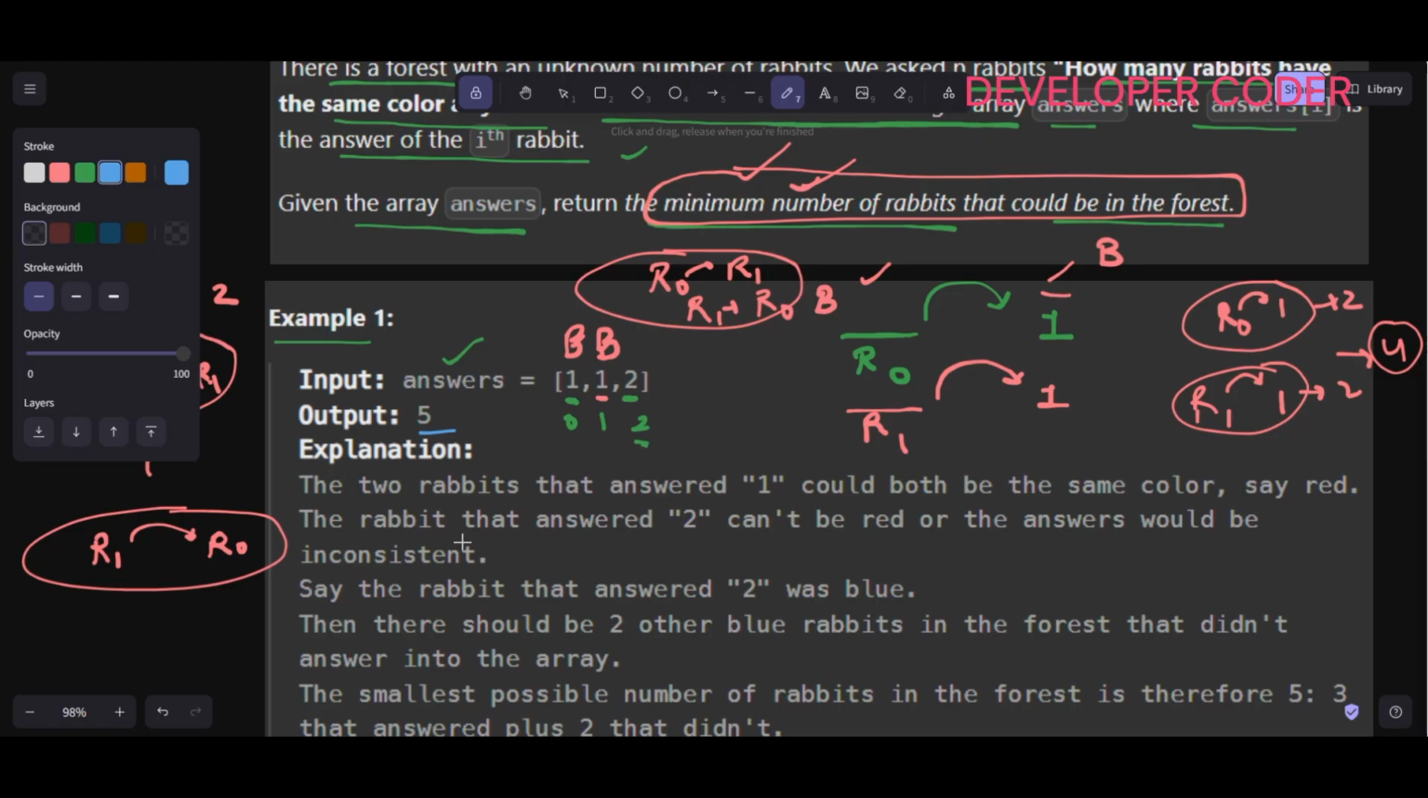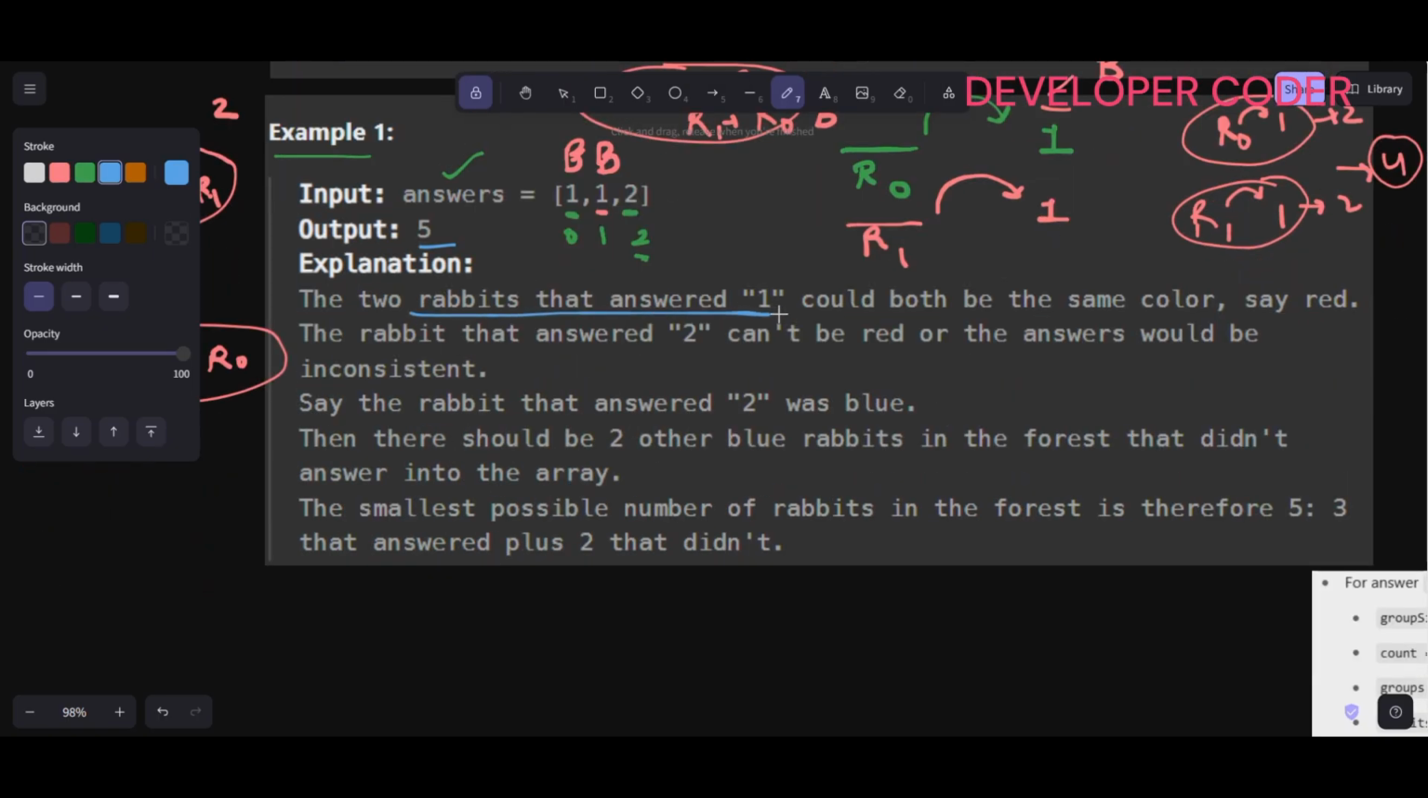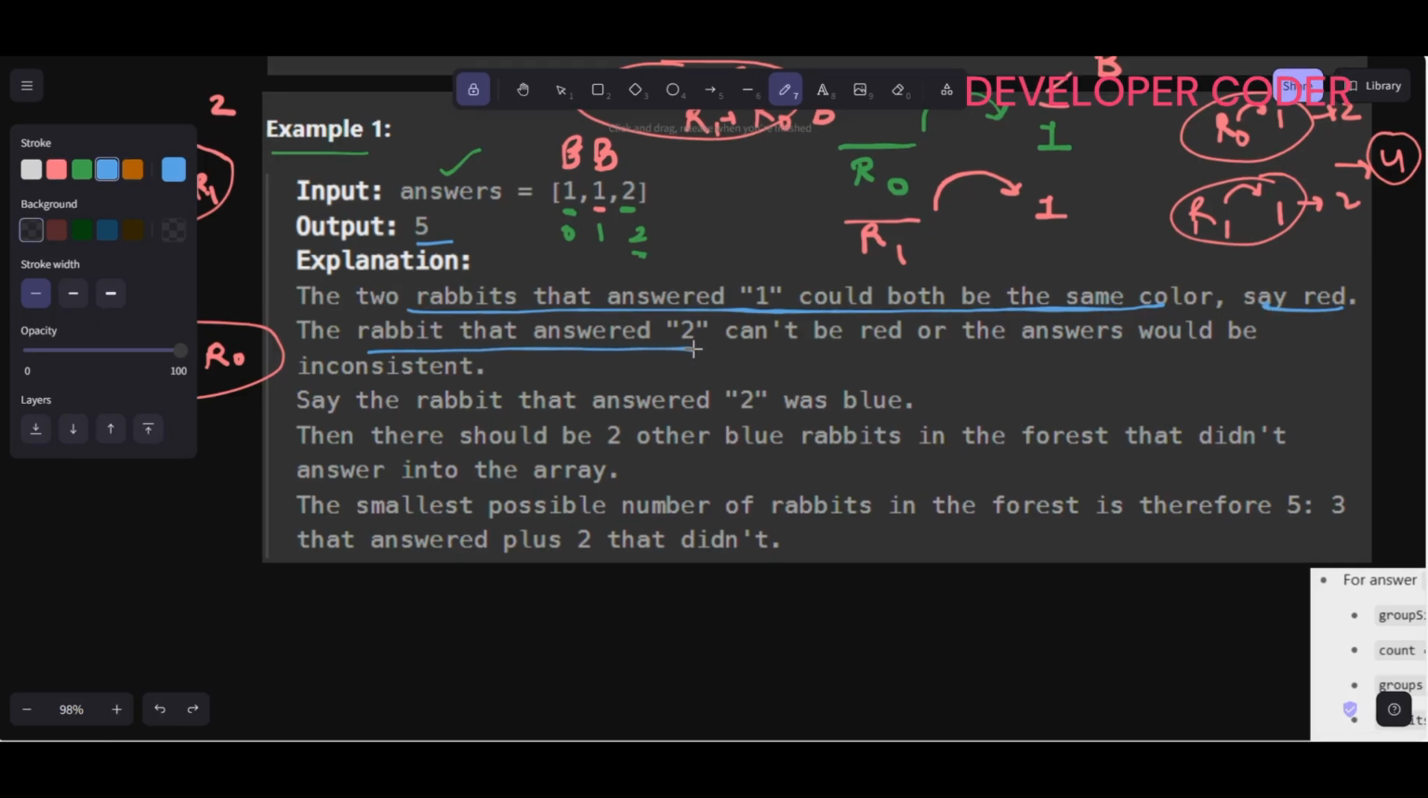Now you can go over this explanation. The 2 rabbits that answered 1 could be of the same color, say red. The rabbit that answered 2 can't be red, or the answers would be inconsistent. Why can't it be red? If this one is saying 2, then they should also say 2, right? If they have the same color, they should say 2 only, other than him 2 having the same color, but they are saying that only 1 has the same color. Here it is saying 2, so the rabbit that answered 2 can't be that.